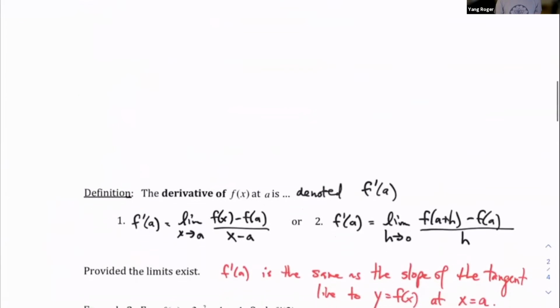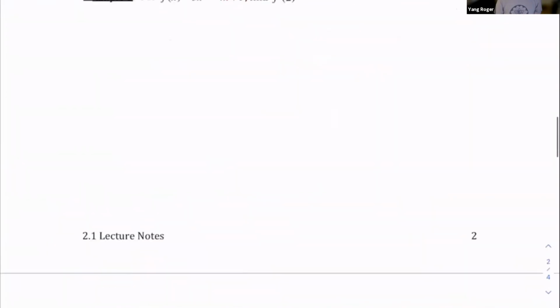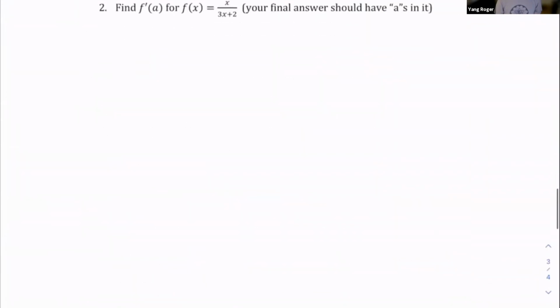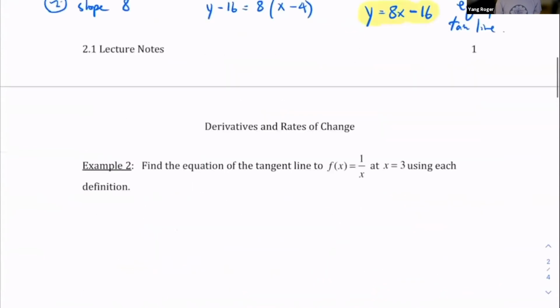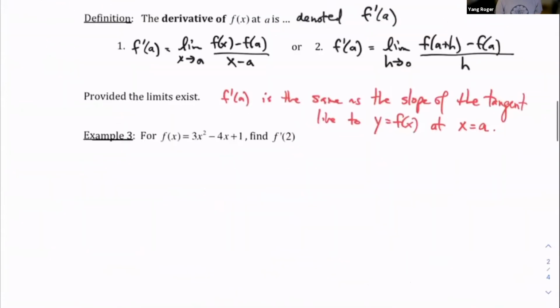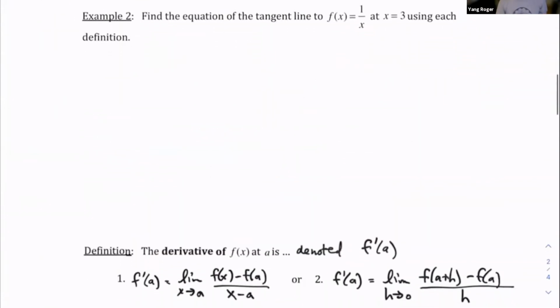Let's go to example 2 together. And then I'll have some classwork for you to try. So I'll do example 2 and example 3. You get to see it 3 times before you try it yourself, okay?